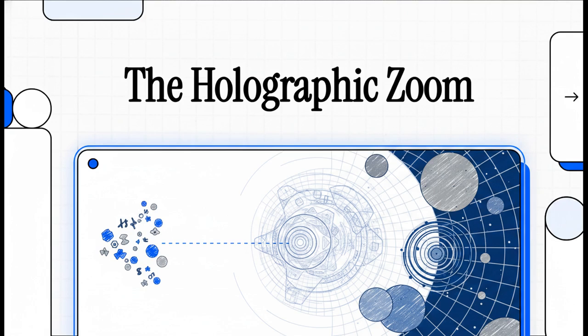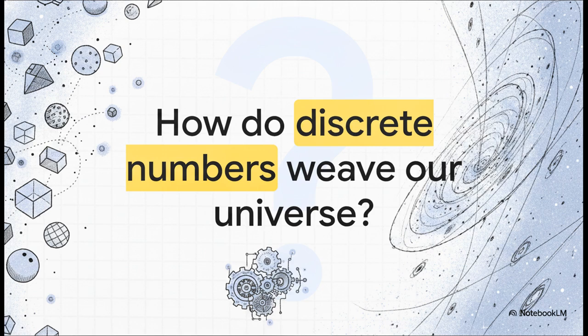Let's get right into it. So, the core mystery we're tackling today is this. How do abstract, discrete numbers physically weave the continuous gravitational layout of our universe? I know, it sounds a bit like magic, right? But there is a totally rigorous microscopic engine driving the whole thing. We're going to break down exactly how these discrete, quantized rules scale up to literally bend space and time.